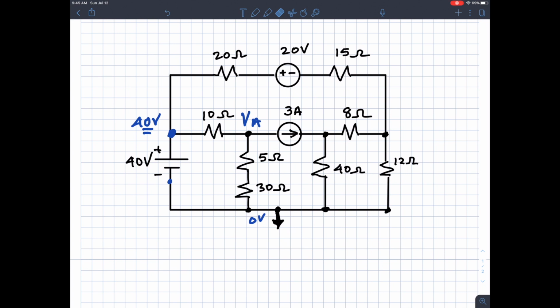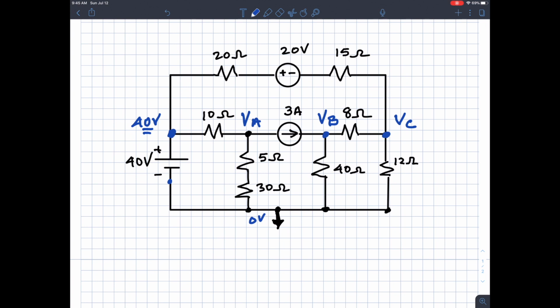Then we also know that here's another node. We can call that VB. And then I see another place where 3 or more branches come together. This would be VC. So we have 4 nodes here, but 3 unknown nodes. One of them we already know is 40 volts. From here, what we need to do is write node voltage equations.